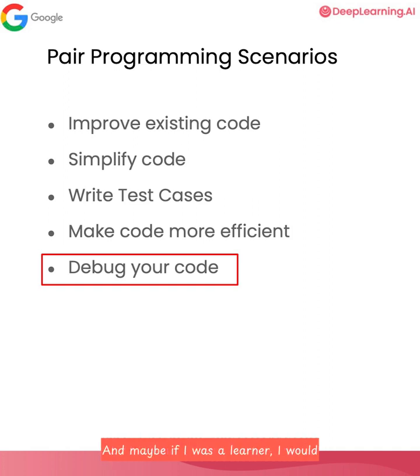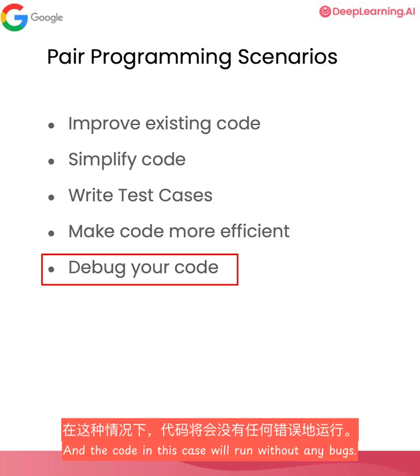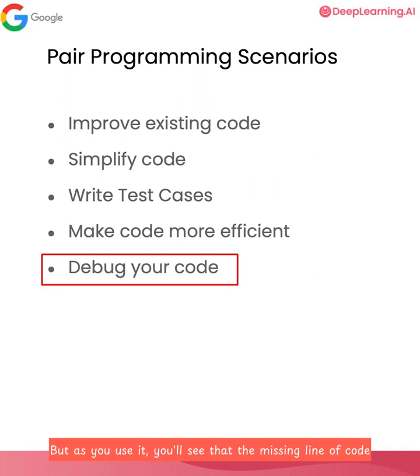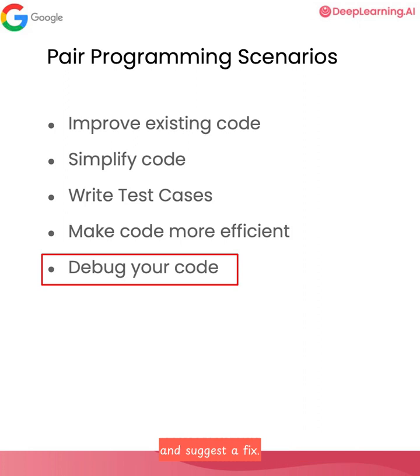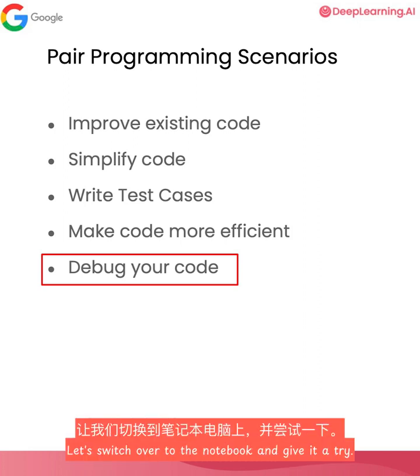And if I was a learner, I might have missed entering that. The code in this case will run without any bugs. But as you use it, you'll see that the missing line of code can lead to crashes because of null pointers. Now the large language model, let's see if it's smart enough to spot this, find the bug, and suggest a fix. Let's switch over to the notebook and give it a try.